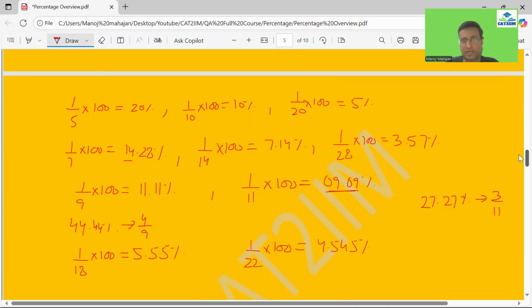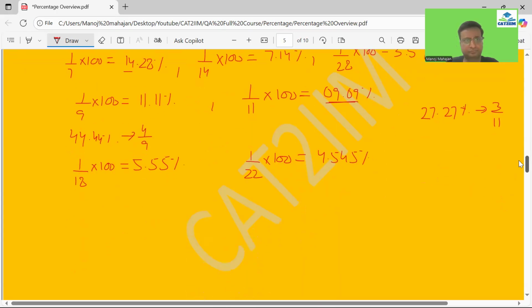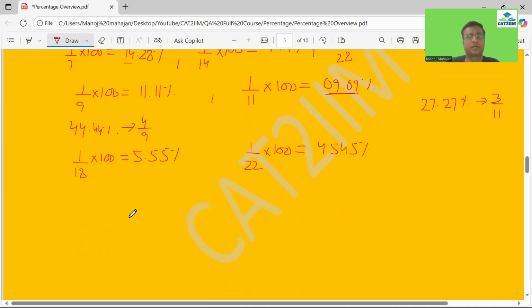So let's look at some other fractions out here. So let's say if I go to 1 upon 13, that I easily remember with unlucky and lucky. So 13 is generally considered to be an unlucky number, 7 lucky. So when you divide with unlucky, you actually get the lucky number 7.7% over here. 1 upon 26 is not that important a fraction, but if you want to remember, just divide by 2, so 3.85%.